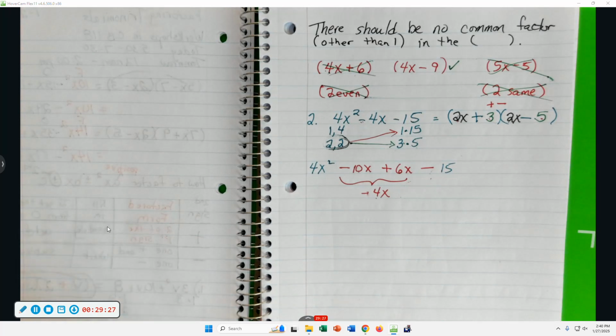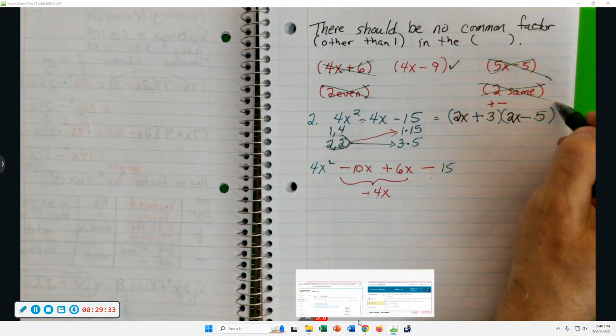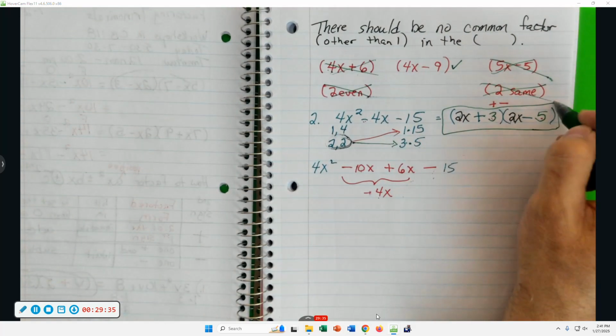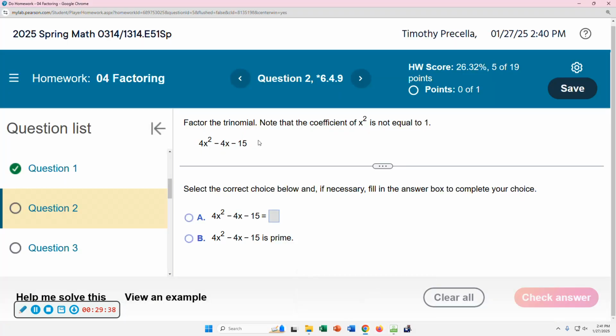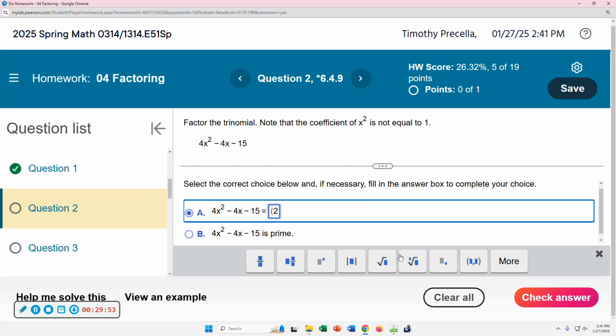Are you going to circle your answer before I type? Oh yeah, type it in. Okay, there. 2x plus 3, 2x minus 5. Once again, when I'm typing parentheses, I do not use this hot button here. That's more for an ordered pair, with a comma between. I just use the parentheses from the keyboard: 2x plus 3, right parenthesis, left parenthesis, 2x minus 5.